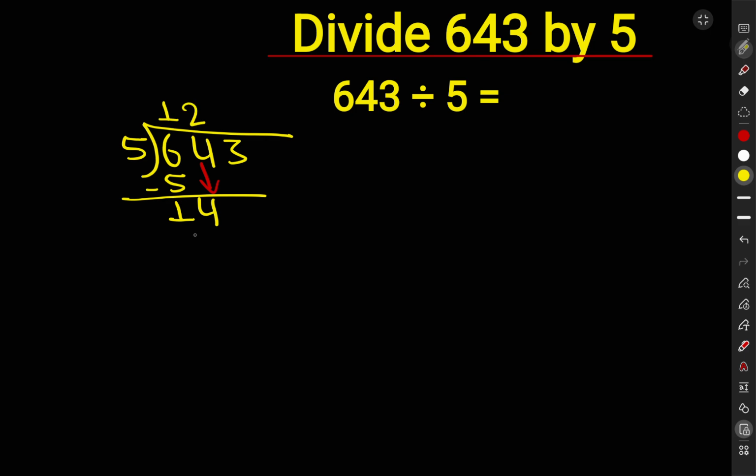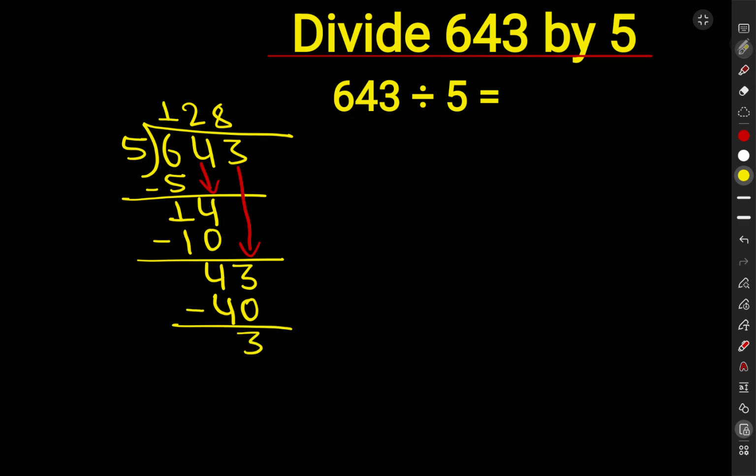5 times 2 is 10. On subtracting we get 4. So again we put down this 3 and it is 43. 5 times 8 is 40. On subtracting we get 3.